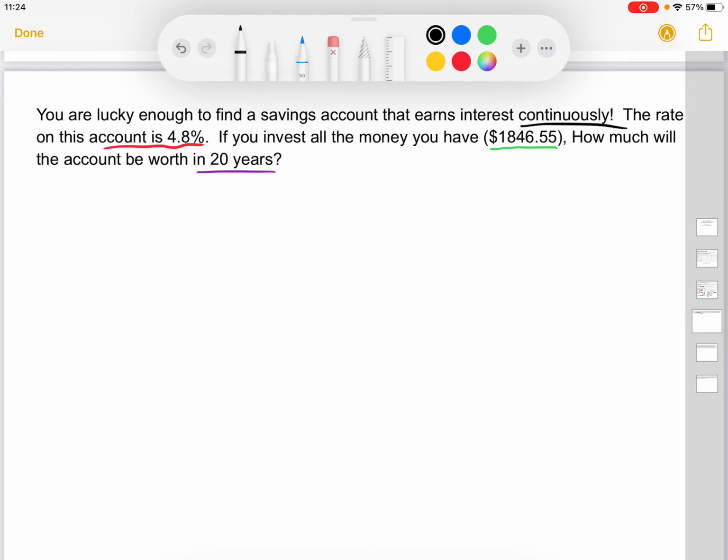Okay, so because this is continuous compounding formula, continuous, you know that you are going to use the PERT formula for this. So P e to the r t. So go ahead and see what value you get for your brand new account in 20 years. So pause the video now to solve this out.